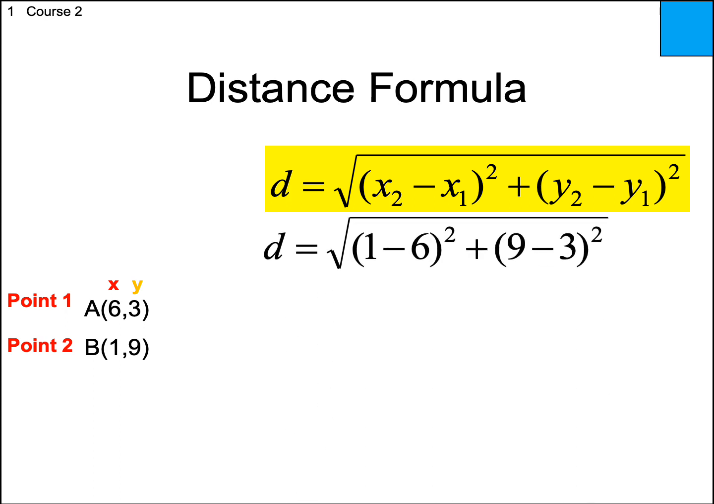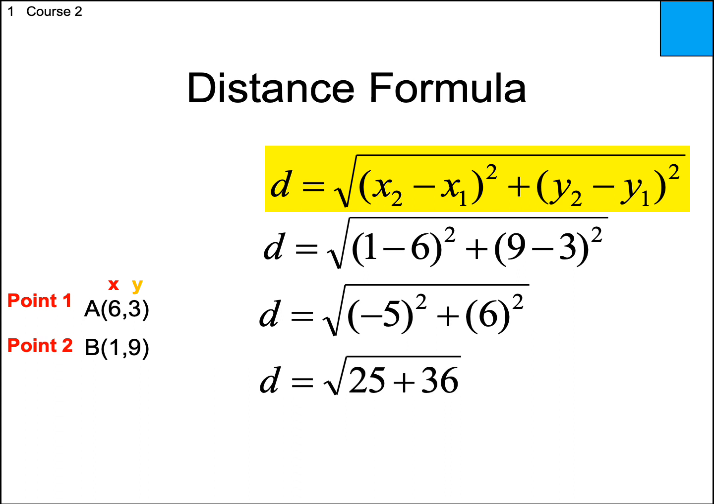Pause the video if you need to see where I got those numbers from. But notice I'm just doing exactly what the formula says and my labeling says. 1 minus 6 is negative 5. 9 minus 3 is 6. Negative 5 times negative 5 is 25. Negative times negative is positive. 6 times 6 is 36. 25 and 36 is 61. Grab my calculator. Square root of 61 is 7.8.